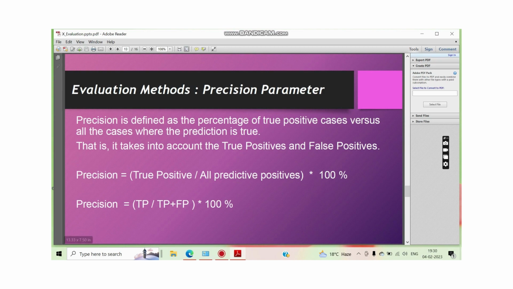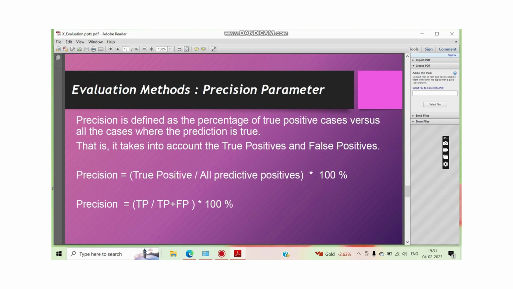Now let's recall, in true positive, both prediction and reality are true. And what happens in false positive cases? A false positive case means prediction is true and reality is false. And the whole thing should be multiplied by 100. Hence, the answer will come in percentage. So this is about the precision parameter.